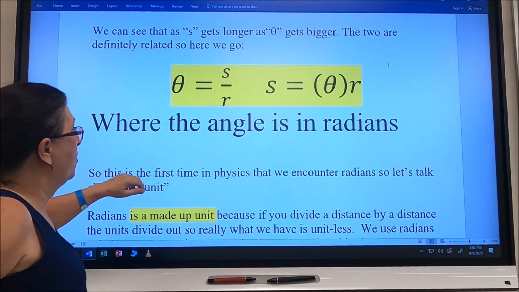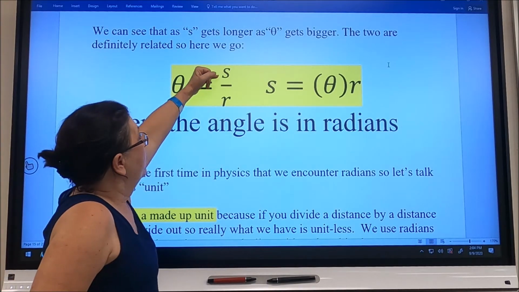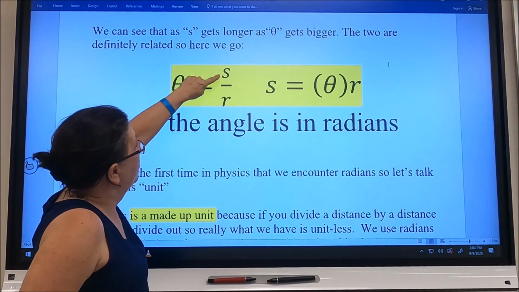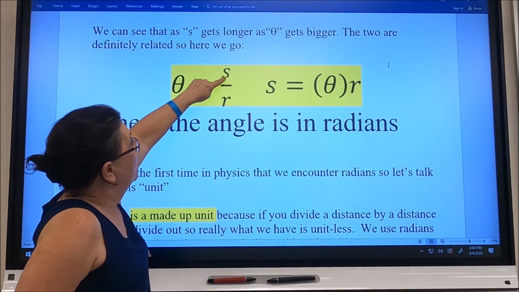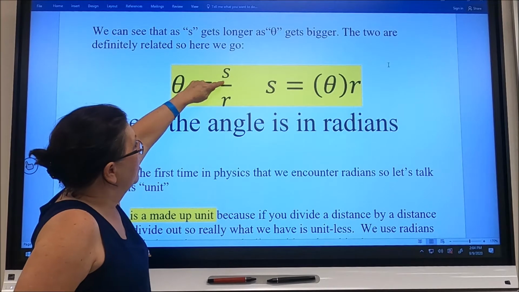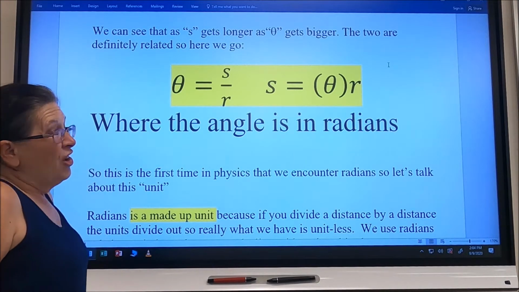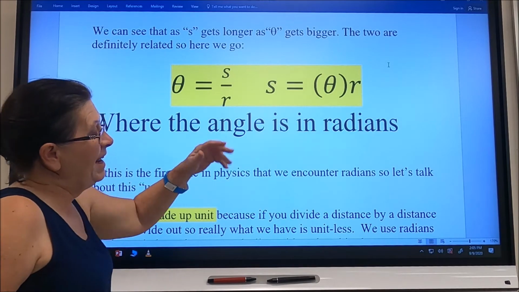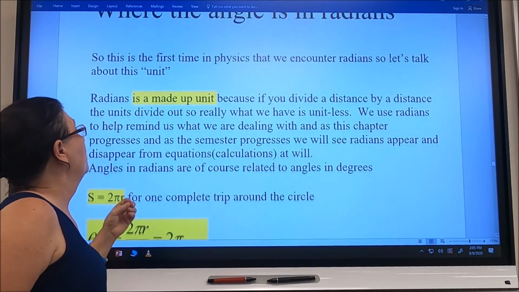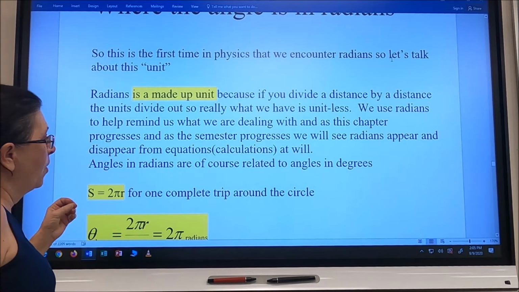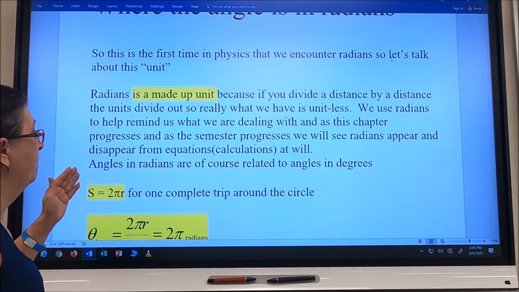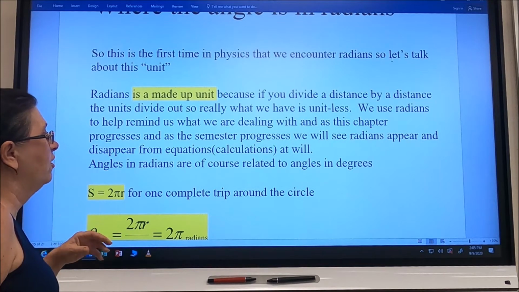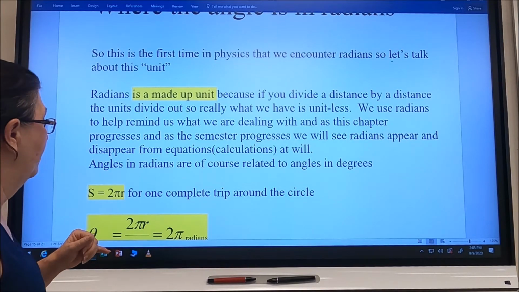Now, let's talk about radians for a minute. Think about theta. When I'm calculating the angle theta and I take S divided by R, arc length divided by radius, arc length is measured in meters, radius is measured in meters. When I take meters and divide by meters, the units cancel out. So truthfully, this has no units. It's unitless. Radians is a made-up unit. It has no physical reality, but it's there to help remind us that we're dealing with an angle. So sometimes when we're doing calculations, especially later on in the semester, radians will kind of pop in and pop out of equations, kind of like magic, and it's because it's not a real unit.